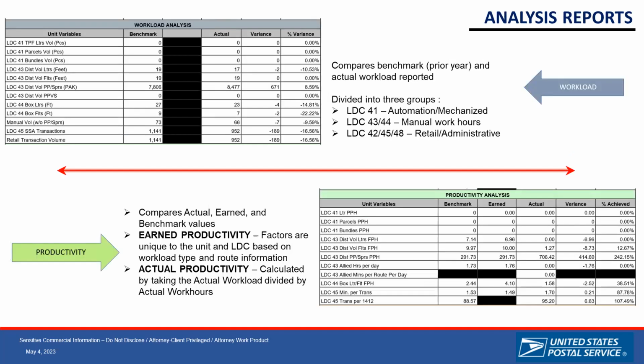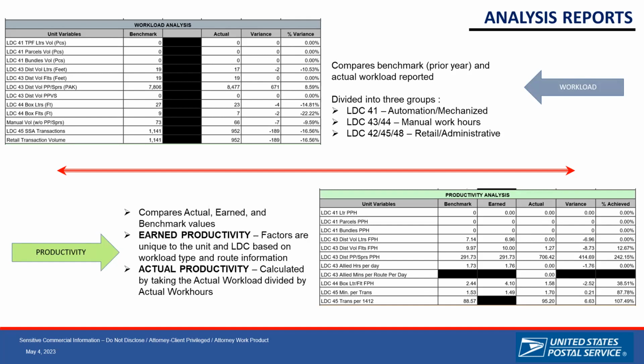Next up is your workload analysis. This compares the amount of workload, what you provided for the past fiscal year, to what you're actually putting in for your reported workload this fiscal year. Once again, this is divided into the 3 groups: the automation, the manual distribution, and then the retail and admin. And in the example you see here, you can see the office has actually lost workload based on what their comparison is from last year.